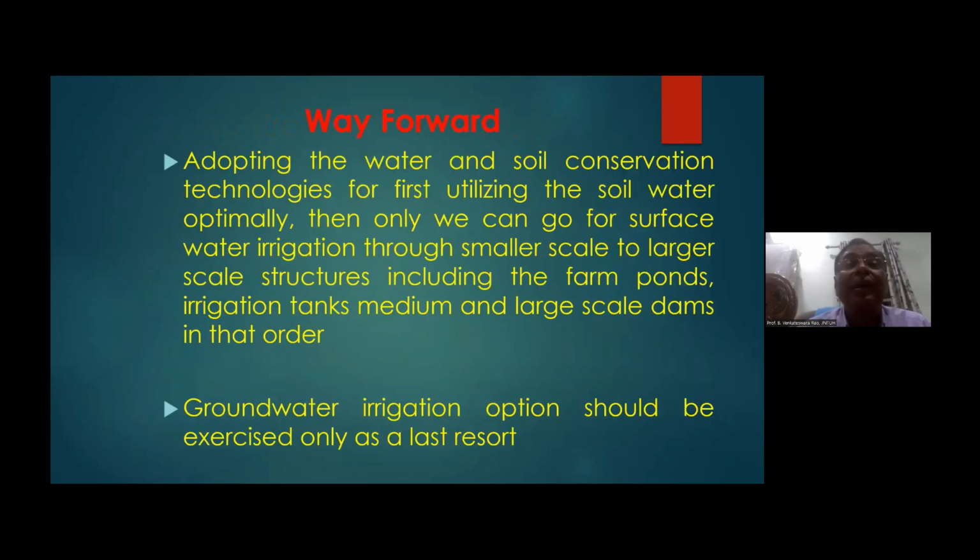Okay, this is another way of looking at it. So what is the way forward? Adapt water and soil conservation technologies by first utilizing the soil water optimally. So we must utilize soil water properly. Then only we can go for surface water irrigation, from smaller scale to larger scale. Whenever needed, larger scale structures are also needed. But try to utilize the surface water initially, either by small ponds or bigger reservoirs, based on the climate there. The groundwater irrigation option should be exercised only as a last resort. That is what we have to follow. Then we can save groundwater.